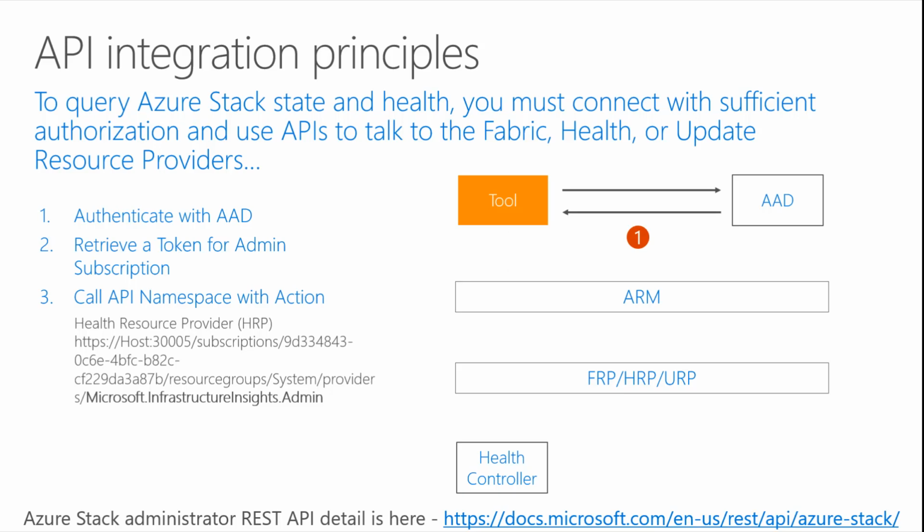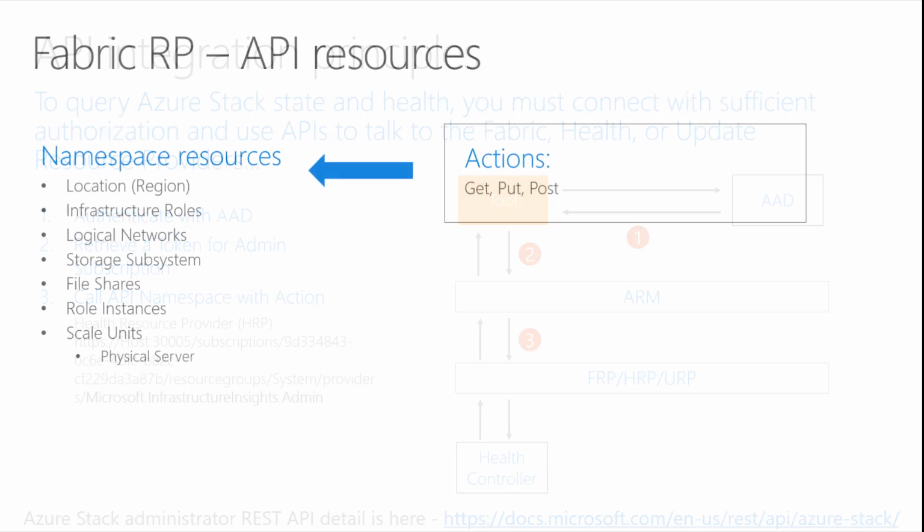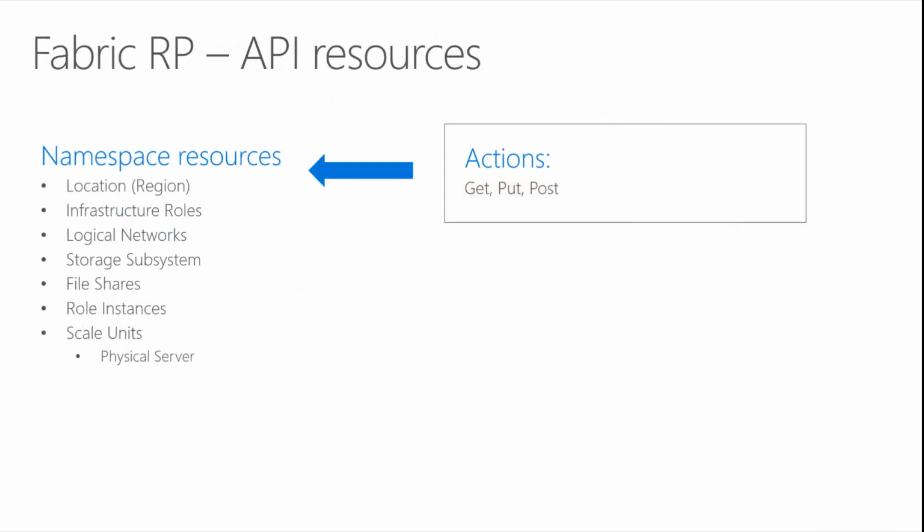So just walks through the tool. We authenticate with Azure Active Directory. We get the token, it goes through ARM, which communicates through the resource providers and to the health control, and then sends that information back, which helps provide the graphical display that you want to have. Okay. So these are all documented.